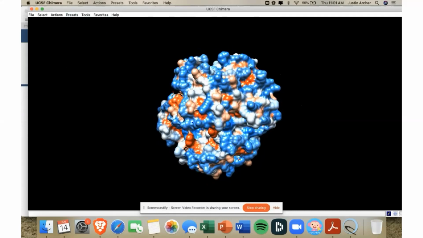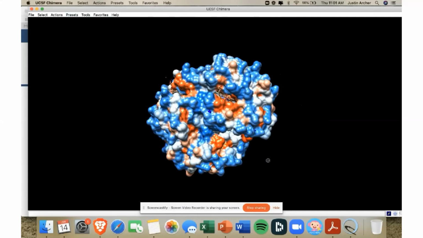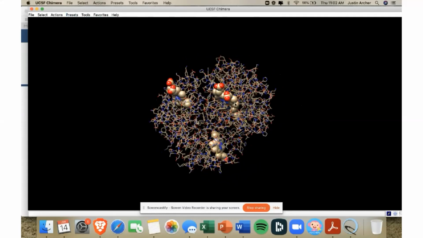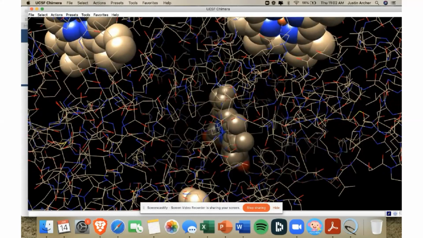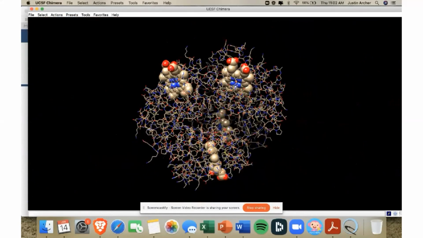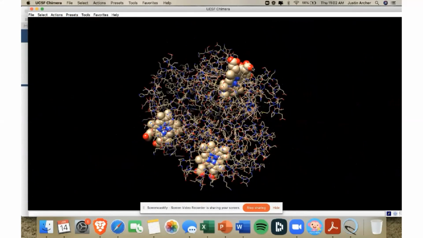You can also look at the hydrophobicity of the surface, looking at where water is attracted, where water is repelled on the surface. You can look at every individual atom if you'd like. There's other things you can do with it too. You can measure the distances between atoms. You can just determine a lot of data.